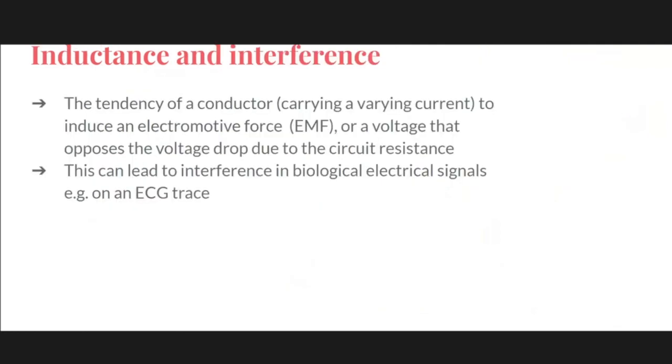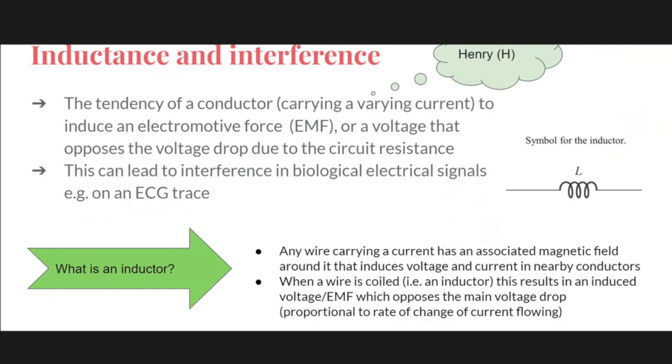Moving on to another element that you can use in a circuit, an inductor. There is a tendency of any conductor that is carrying a current to essentially create a magnetic field around it, and that induces a voltage that opposes the voltage drop. This is measured in henries, and this is the symbol that's used, or it's also L, the symbol for the inductor. An inductor itself is basically any wire carrying a current that has an associated magnetic field around it.